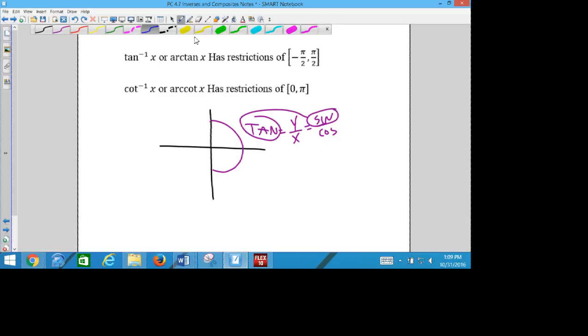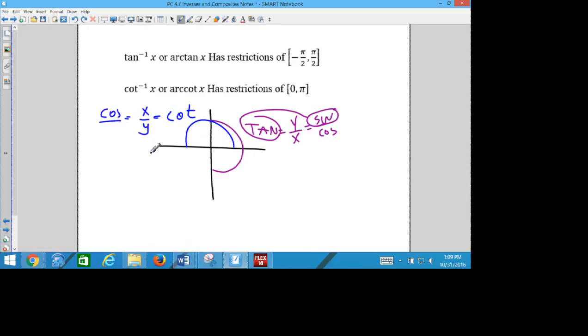Cotangent is x over y, which is cosine over sine. And cotangent and cosine have the same restrictions. The restrictions are written right here for you too. If the pictures aren't helping you, they're written there. When you are ready to go on, turn the page so I know you're ready to go on.